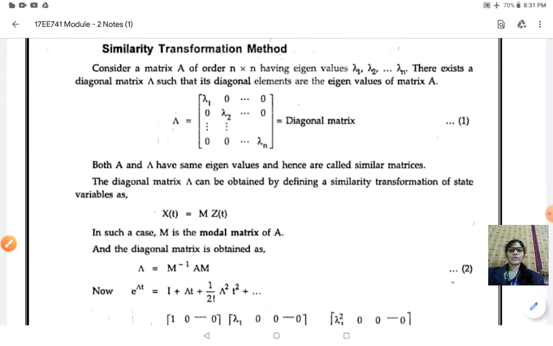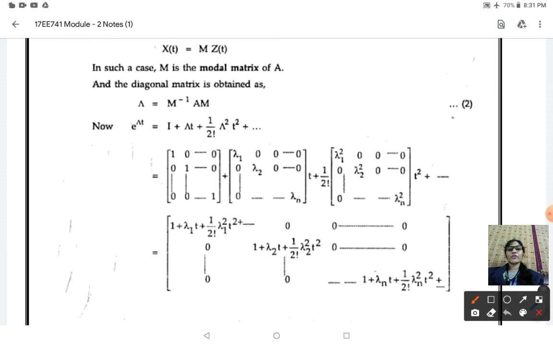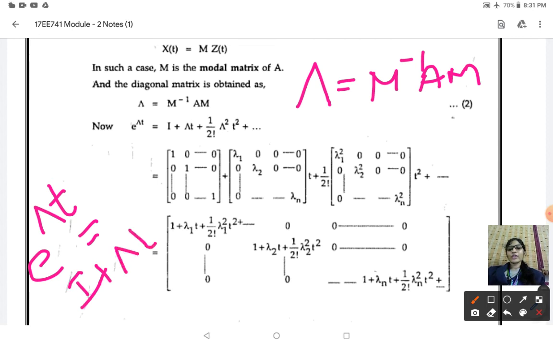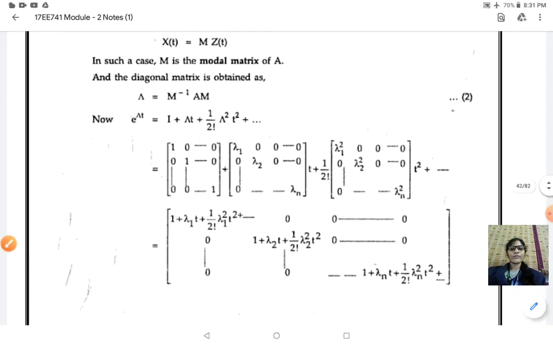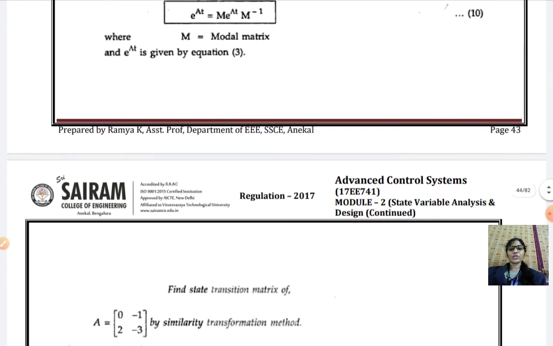Like this you will be getting the matrix A if it is a diagonal matrix. In the similarity transformation method, to get the diagonal matrix, what is the new value of A? The new value of A is represented like this, a diagonal matrix, which is equal to M inverse AM, and you can write e to the power of At, the state transition matrix, as I plus new A into t, new A square into t square, and like this it goes on till your nth term. This will be very clear if you go through one problem with a solution.